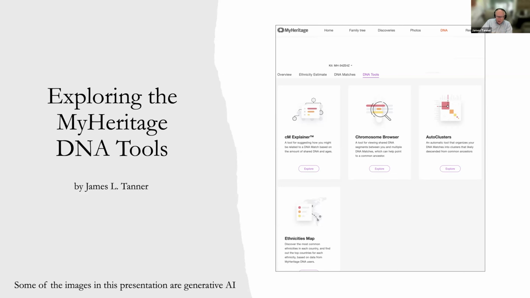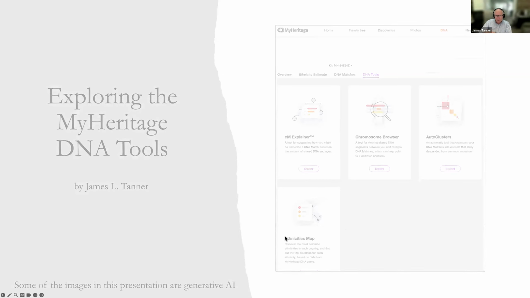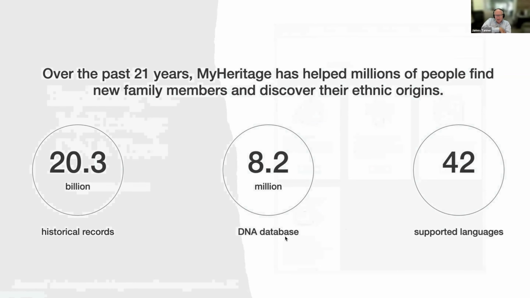So I'm going to mention a lot about this in the details as we go along, but right now we'll just get right into talking about some of the things that we're talking about. This is just kind of the introduction to MyHeritage.